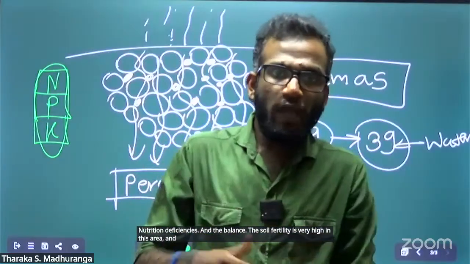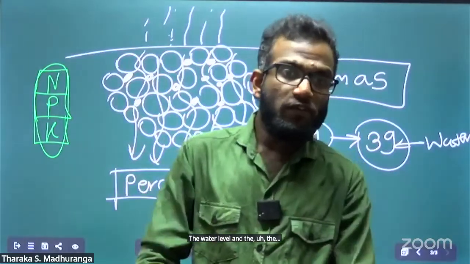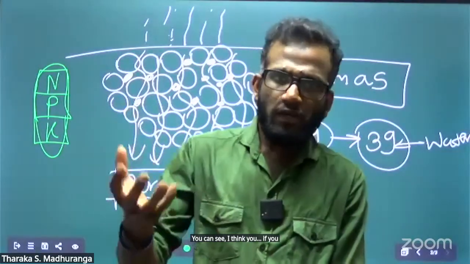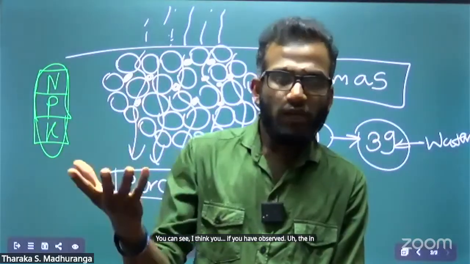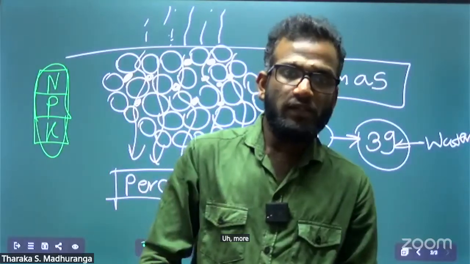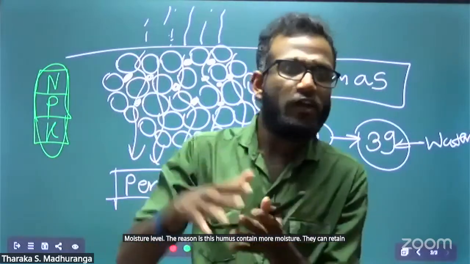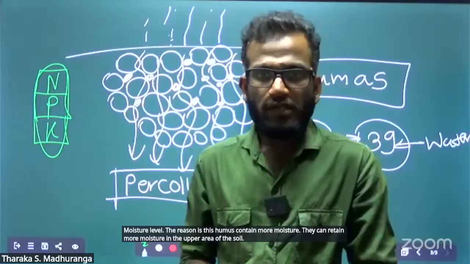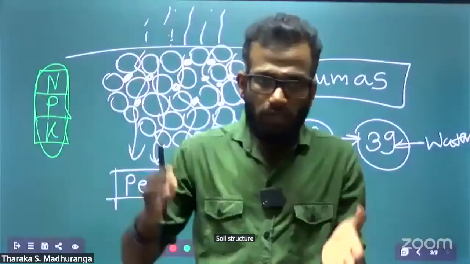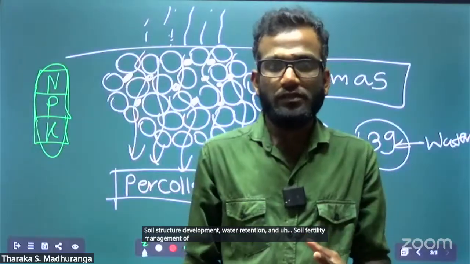If you check the water level and moisture level of this fertile soil, I think you have observed that in forest areas the upper layer soil has more moisture. The reason is that humus contains more moisture and can retain more moisture in the upper area of the soil. Did you get the point? Therefore, microorganisms are very important to soil structure development, water retention, and soil fertility management of the agriculture field. Did you get it?